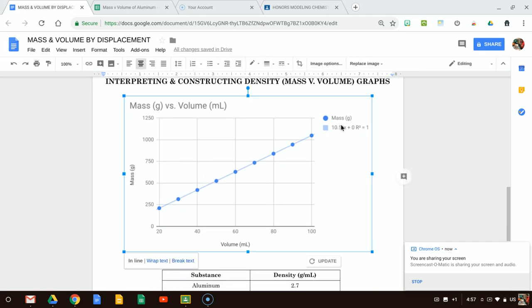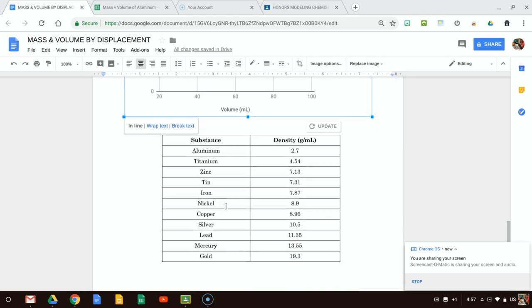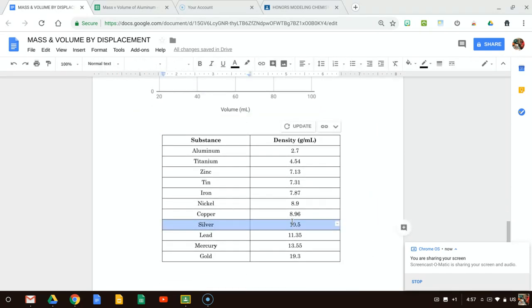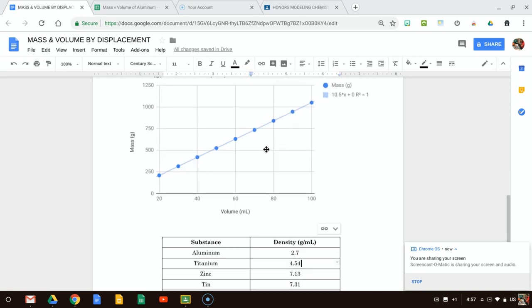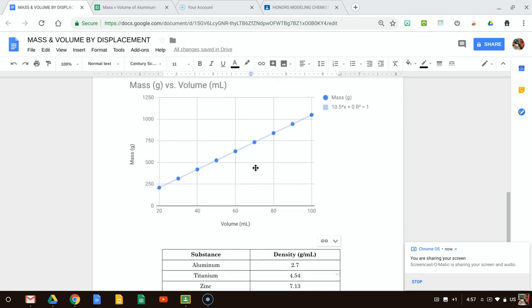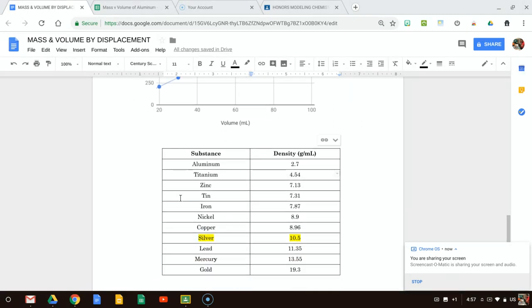When I plotted this graph, I got this equation, which was 10.5x. I should know now that this number in front of x, 10.5, is the slope, and the slope is equal to the density. If I look at a table of known densities, silver was 10.5, and that means this must be silver.